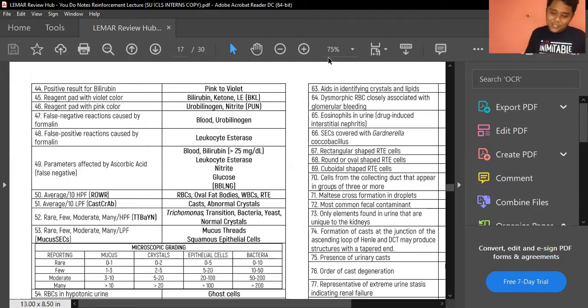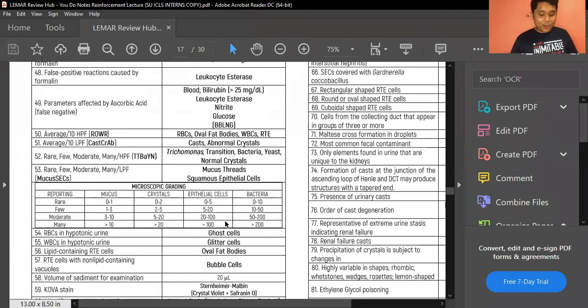Take note of the mnemonics. They're very important. I'm sure there might be a reporting question tomorrow. Average per 10 HPF, ROAR: RBCs, oval fat bodies, WBCs, and RTE. Average per 10 LPF, the casts and abnormal crystals, CAST CRAB. RF MoMA per HPF, you have the TT Bayan. And then RF MoMA per LPF, you have mucous sex: mucous threads and squamous epithelium.